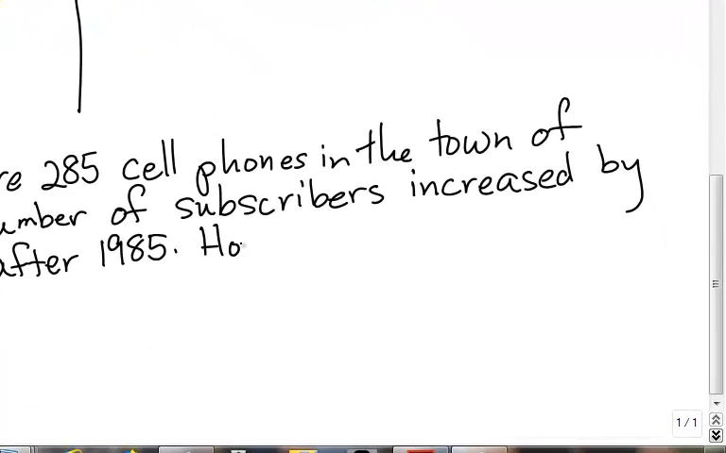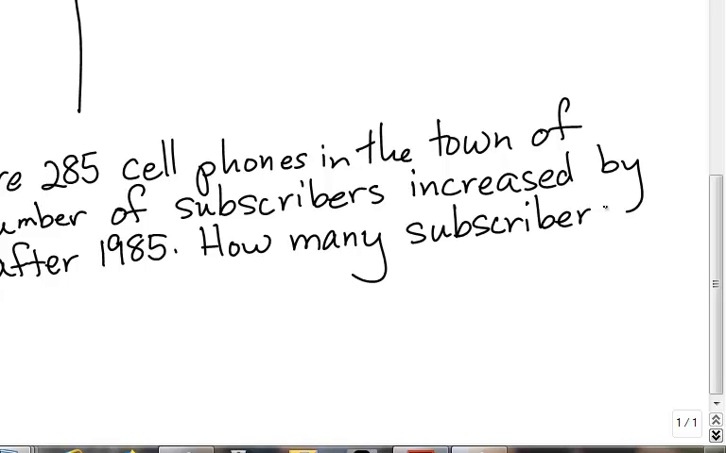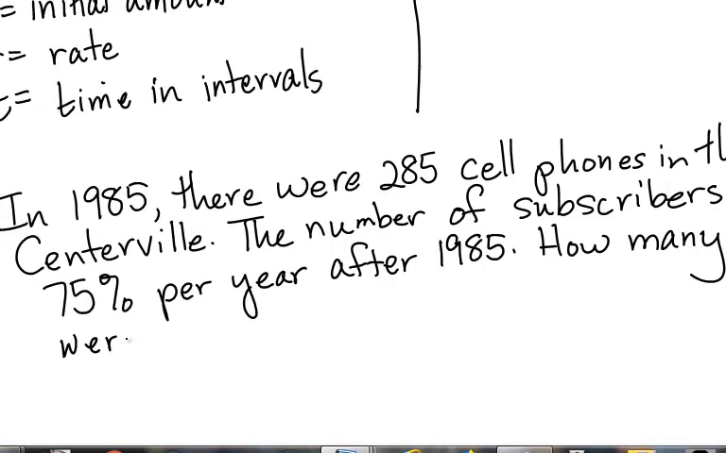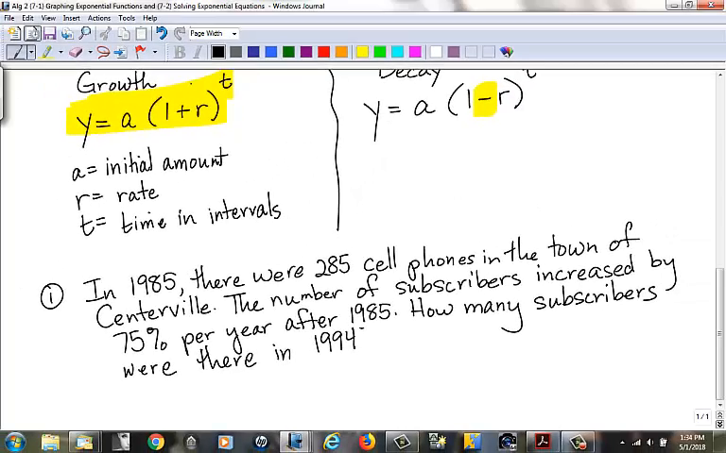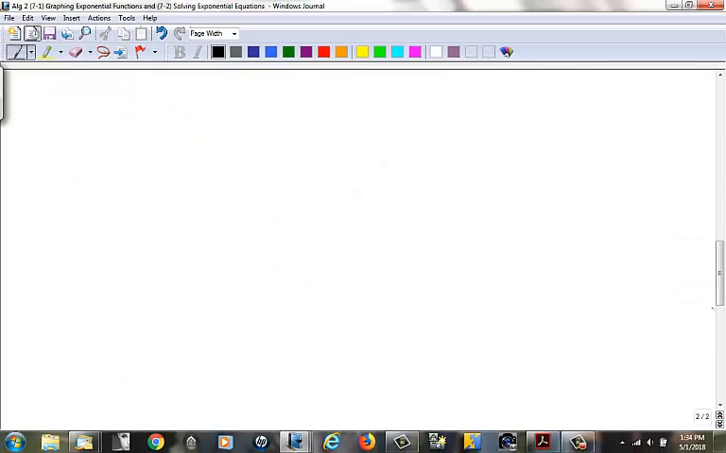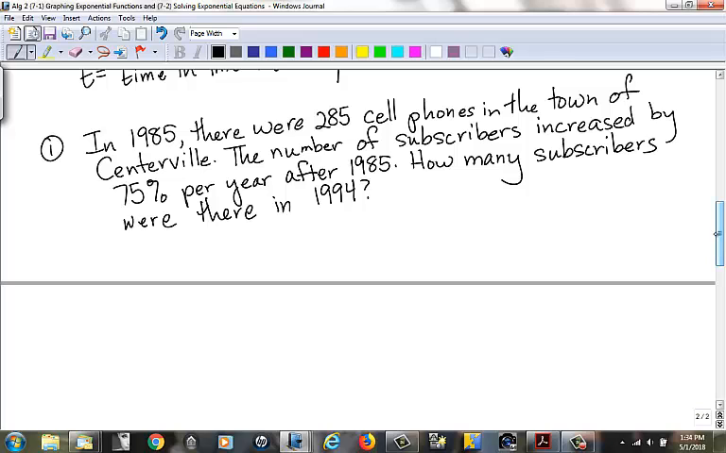How many subscribers or cell phone users? How many subscribers were there in 1994? And that's assuming they go at the same rate. Okay? The number of subscribers increased by 75% per year. So it's going up, so that's growth.